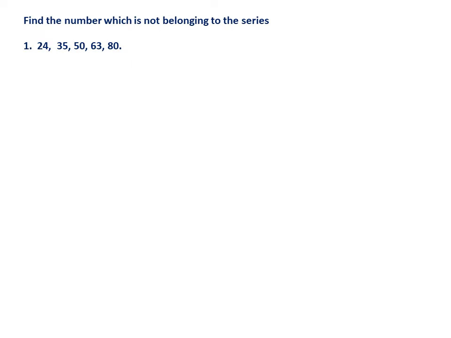First question, find the number which is not belonging to the series, say 24, 35, 50, 63, 81. Now options are, of course, among them only one should be the option. So now this is the reason. If you take 24, it is actually 25 minus 1, that is perfect square number minus 1. Now if you take 35, same thing, 36 minus 1, 6 square. If you take 50, it is 49 plus 1.